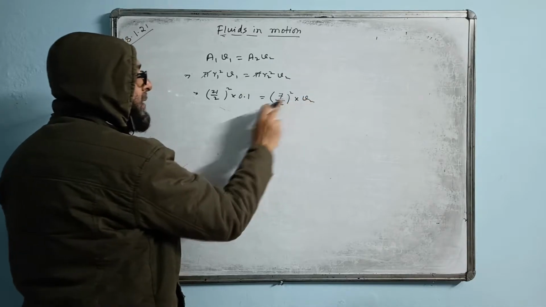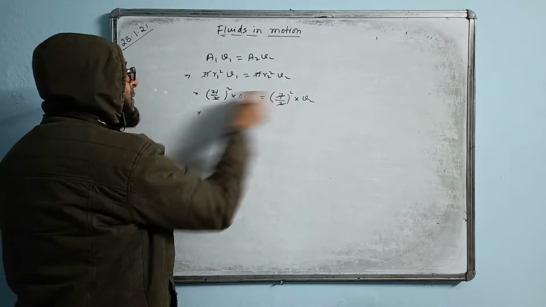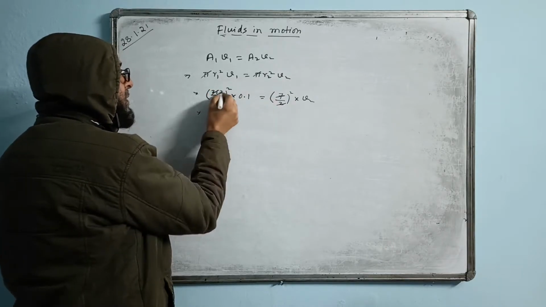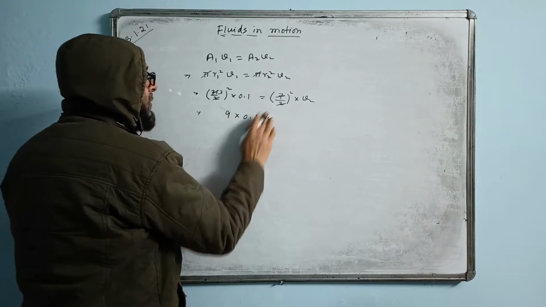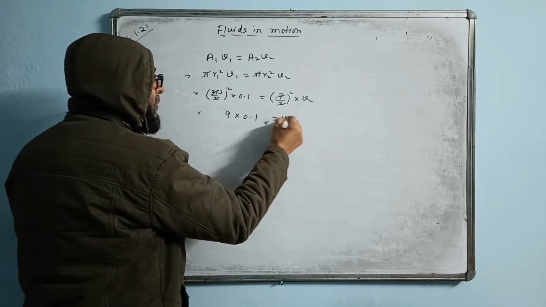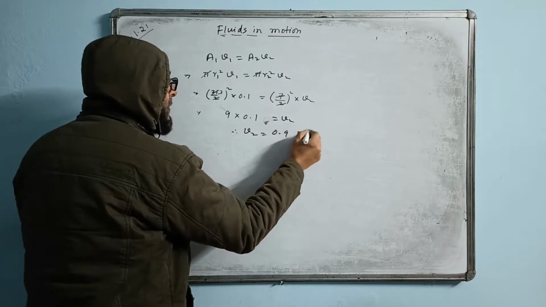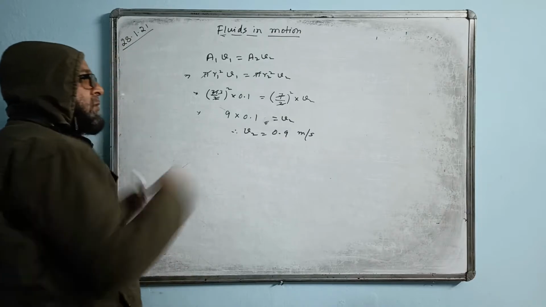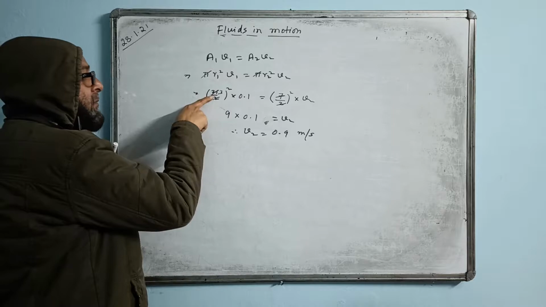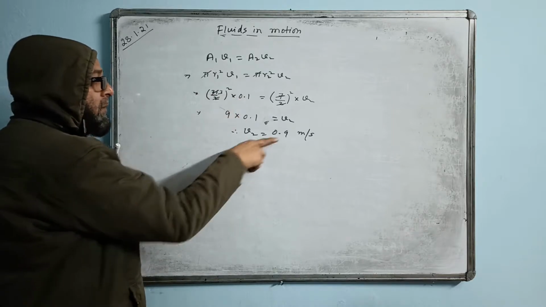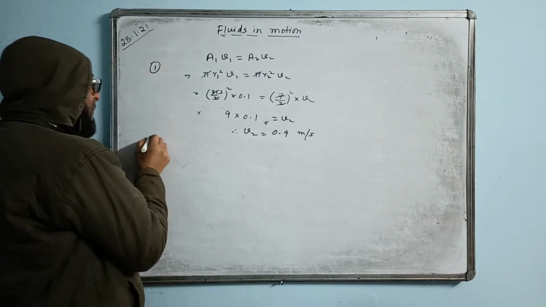We have to find what is the speed at this. So these two we can cancel. 7, 3 we can cancel. But there is a square here. 3 square comes 9 into 0.1 equal to V2. Therefore, the value of V2 will come 0.9 meter per second. So this was less diameter, so velocity is more. This was more diameter, that's why the velocity was only 0.1, but now the velocity is 0.9. That is the answer. This was the solution of number 1.